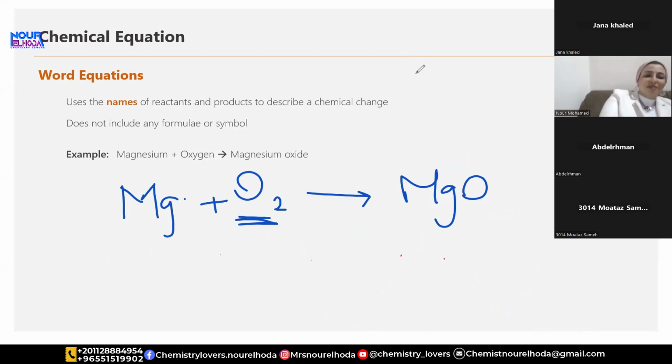So, Mg plus O2. All the non-metals. بصوا بقى. Why did I write O2? Why did I write it like this? Although O2, okay, this is not a balance. Take care. This is not a balance. A balance is the number that I put here, أو here, أو here.